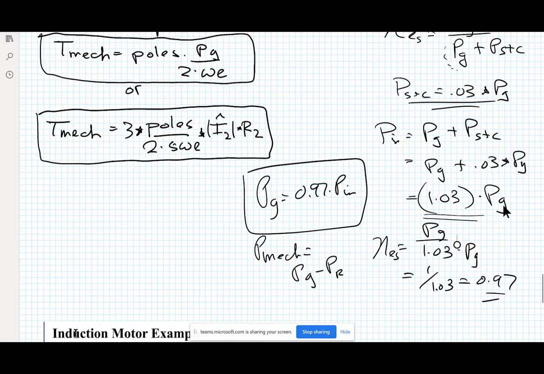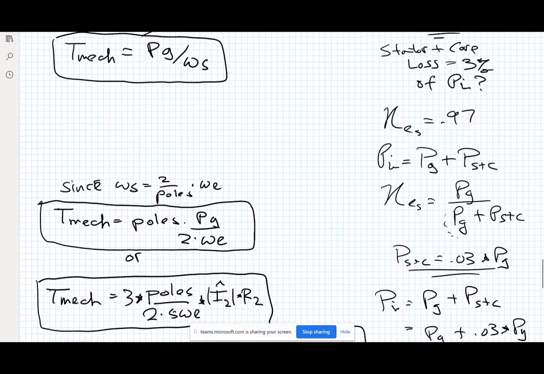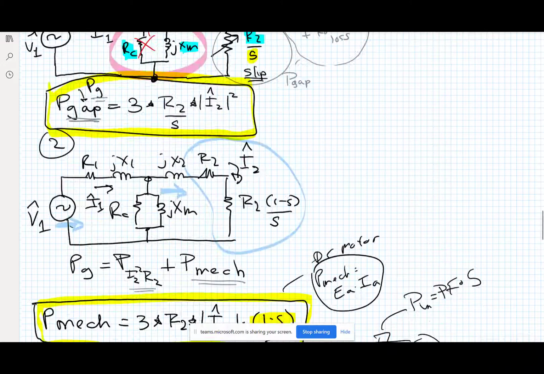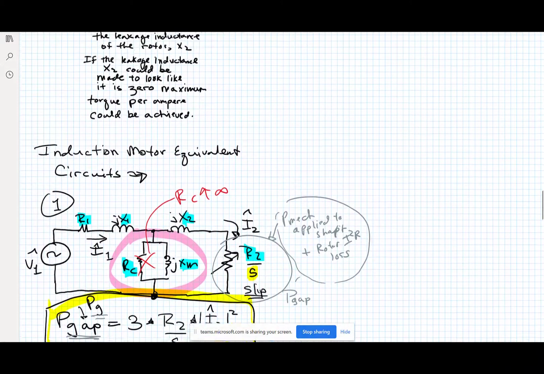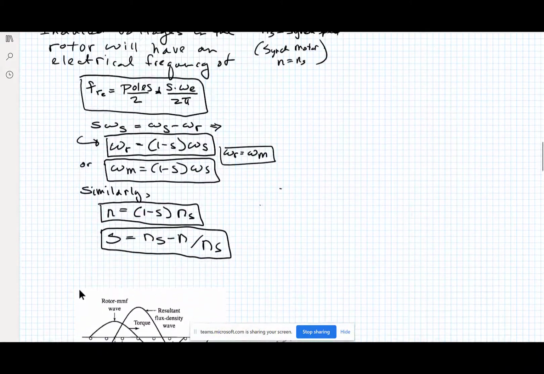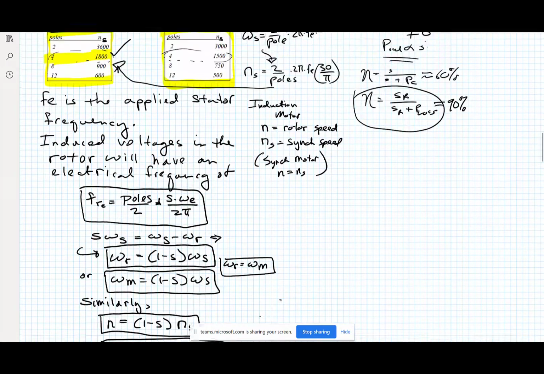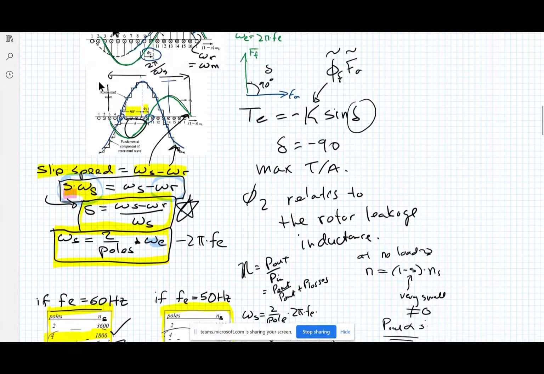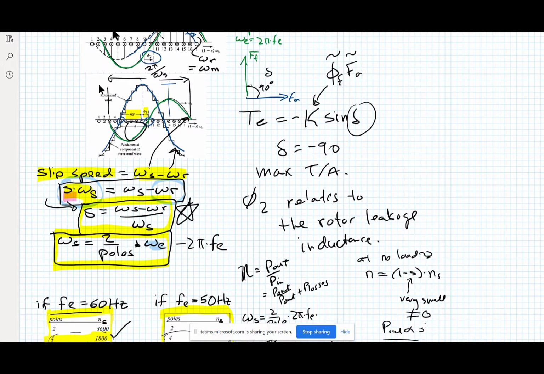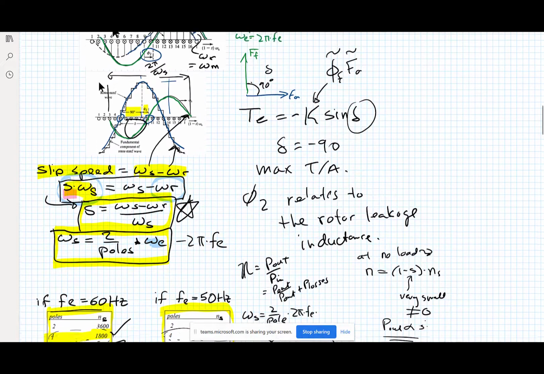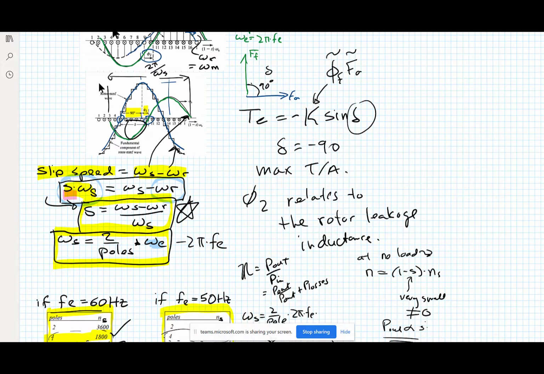Okay, so go back, you can watch this video again too if you want to go through this, think it through. Now I want to go back up here for a moment, because we had this relationship of slip, omega s minus omega r over omega s, or the slip frequency. Let's talk a little bit about what this means in terms of this here for just a moment.